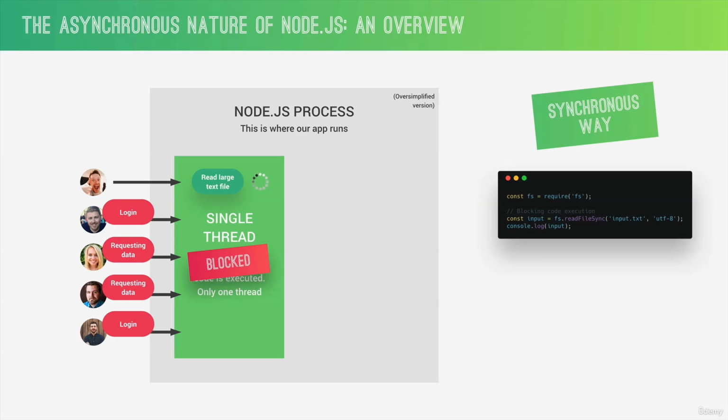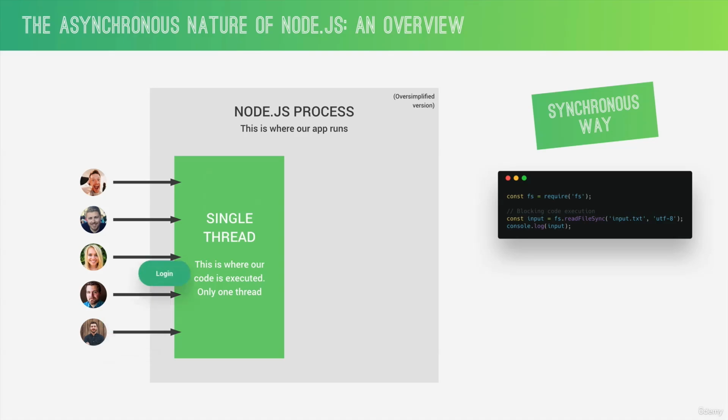They will have to wait until the file is finished reading. Only when that happens, they will finally be able to perform these simpler tasks, one after another. Now, please note that this is a very oversimplified version of what really happens behind the scenes of Node.js, which is why we will come back to all of this in the next section and get an even deeper understanding of how Node.js handles asynchronous code under the hood.